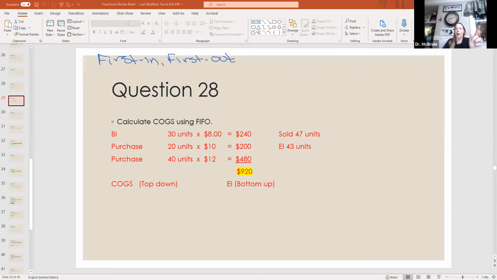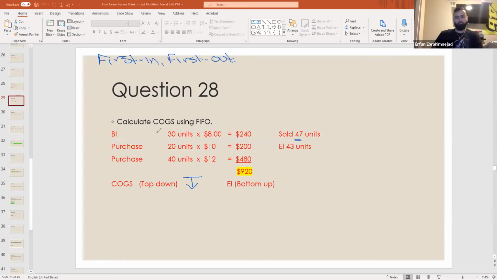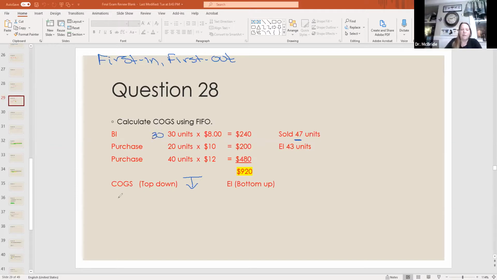So if I'm going to do cost of goods sold, first in, first out, do I start at the top and go down, or the bottom and go up? What leaves first? Top. Top down. So we're going to go top down for cost of goods sold. We know that we sold 47 units. So how many of these top 30 am I going to take? 11. All of it.